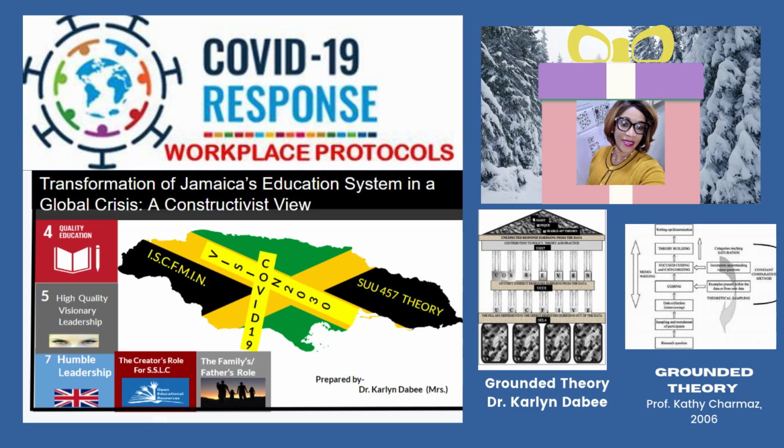We're now looking at the Table of Contents for the thesis topic, Transformation of Jamaica's Education System in a Global Crisis: A Constructivist View. We have looked at Chapter 1, Chapter 2, Chapter 3, and Chapter 4. Now we're moving forward to explore the table of contents topics covered for Chapter 5, Chapter 6, Chapter 7, and Chapter 8. Let's explore Chapter 5.